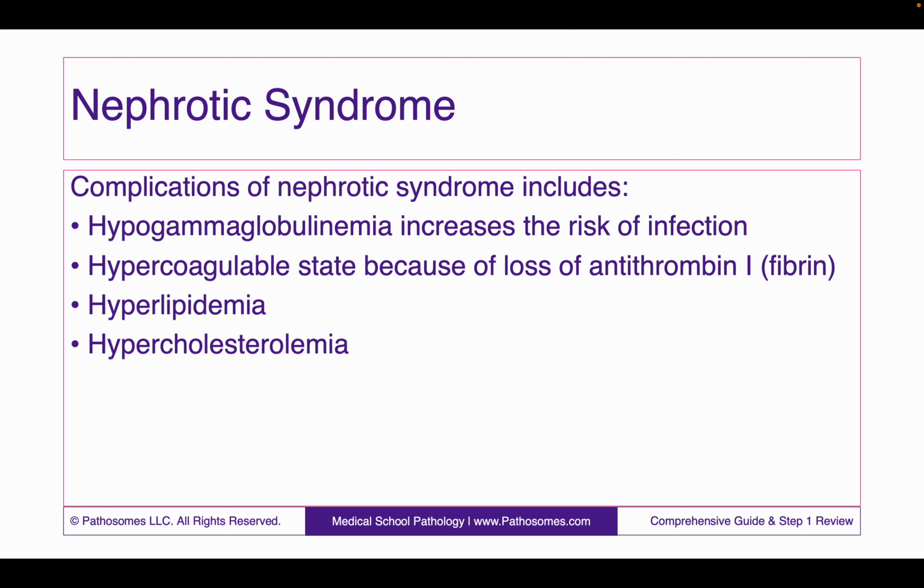Complications of nephrotic syndrome include hypogammaglobulinemia, which increases the risk of infection, right? If you don't have the immunoglobulins around to partake in the inflammatory response. Could also have a hypercoagulable state due to the loss of antithrombin III, hyperlipidemia, as well as hypercholesterolemia.